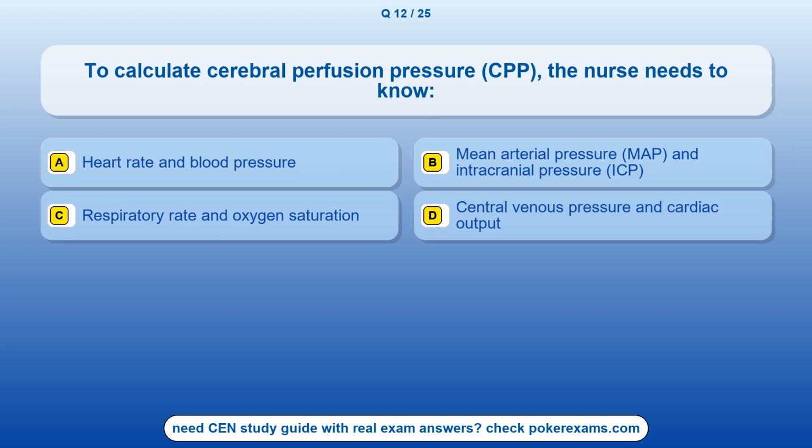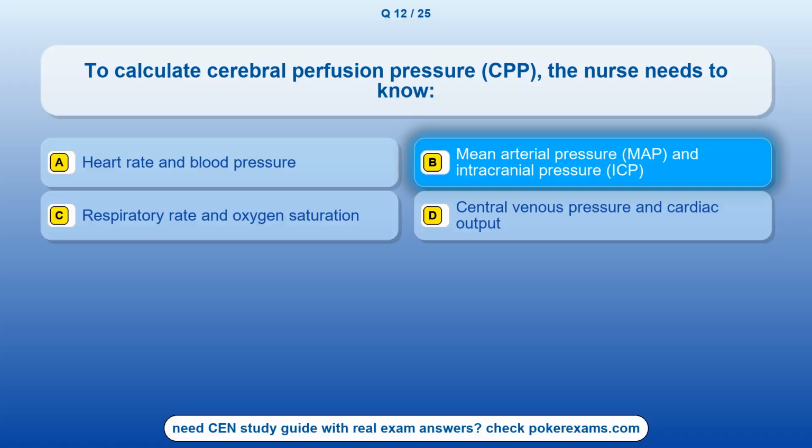Question 12. To calculate cerebral perfusion pressure, CPP, the nurse needs to know: Option A, heart rate and blood pressure. Option B, mean arterial pressure, MAP, and intracranial pressure, ICP. Option C, respiratory rate and oxygen saturation. Option D, central venous pressure and cardiac output.